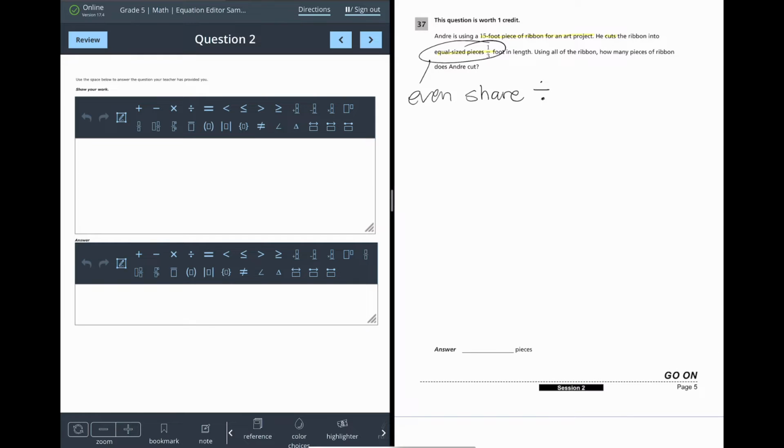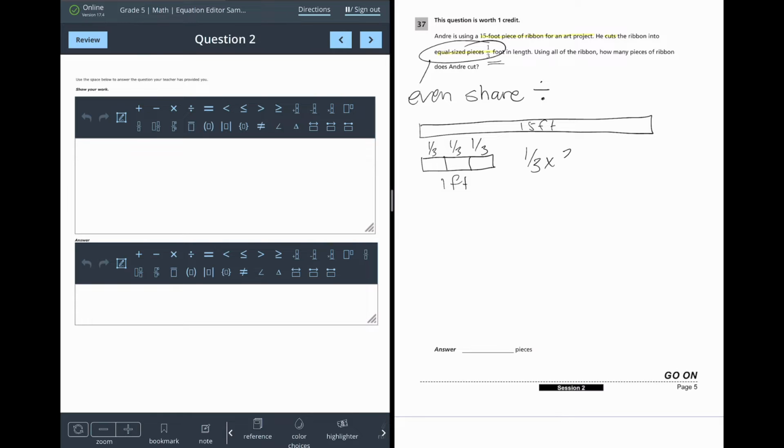So let's think about this for a minute. We have our ribbon. Our ribbon is 15 feet, and we know that it is cut into 1/3 pieces. So if I have 1 foot, I'm going to cut it into 3 pieces, because each piece is going to be a third, a third, a third. And 1/3 times 3 is going to give me 1, just my 1 foot. So if I need to cut 15 feet, how many pieces am I going to have?